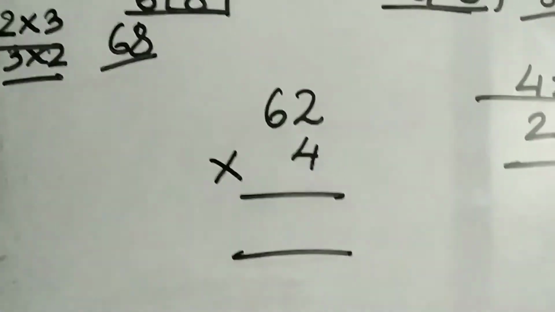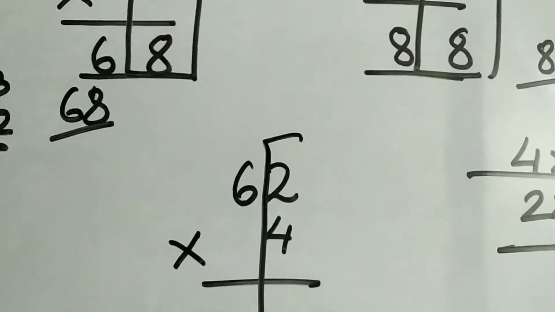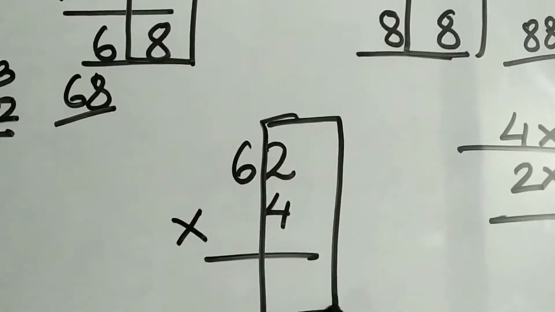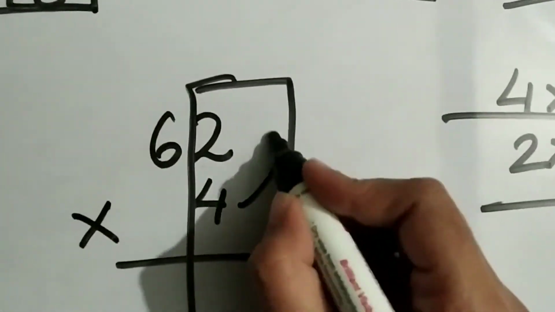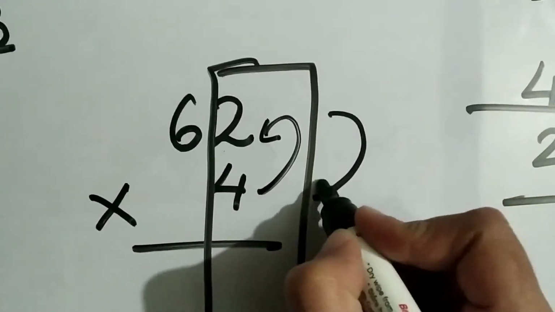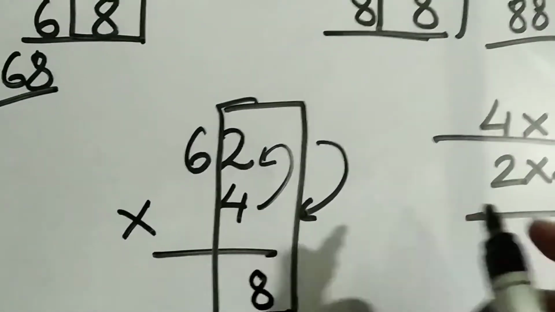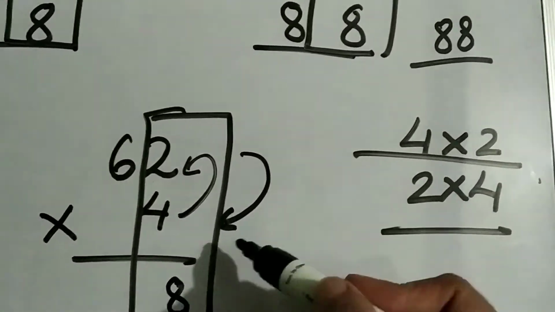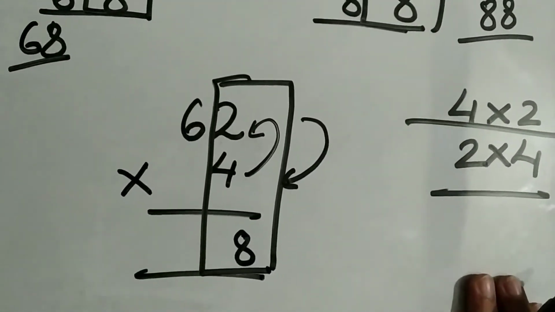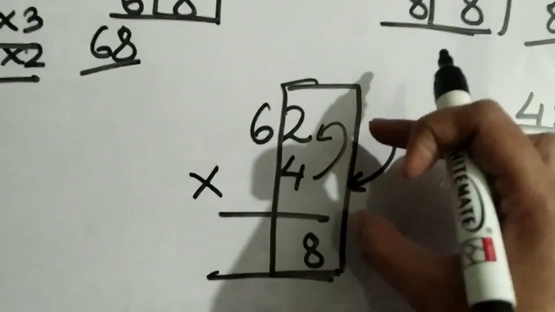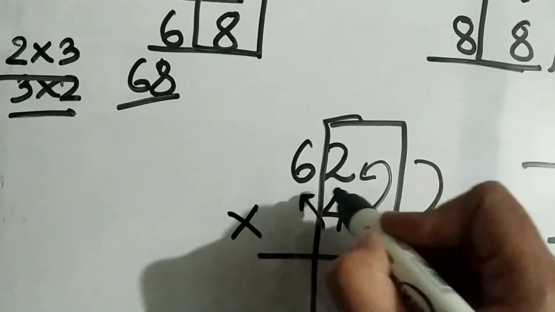Okay. Now let's come to this part. Again we are going to look at this part of the question, that is 2 fours and 4 twos. 4 twos are 8, 2 fours are 8. So it is very simple. You look at this part of the question and then we move diagonally.